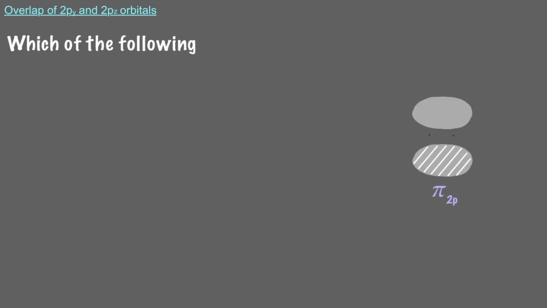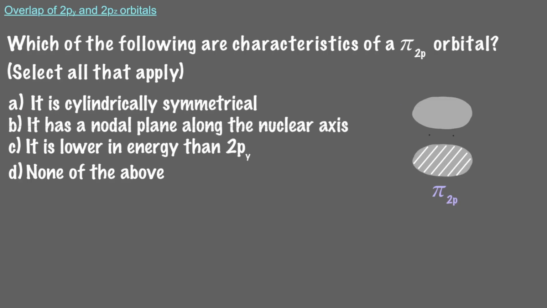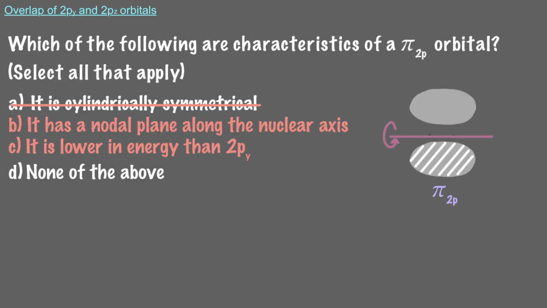Which of the following are characteristics of a pi 2p orbital? As we said, a pi orbital has a nodal plane along the nuclear axis. Also, since it's bigger in size, we know that it will have lower energy compared to the 2py atomic orbital. However, like we said, pi 2p is not cylindrically symmetrical. Picture it like this. If you were to put a skewer through a meatball sub from end to end and rotate it around, you'll be able to tell if the sub was upside down, sideways, or right side up. Since you can tell how the sub is oriented, that means that it's not cylindrically symmetrical.